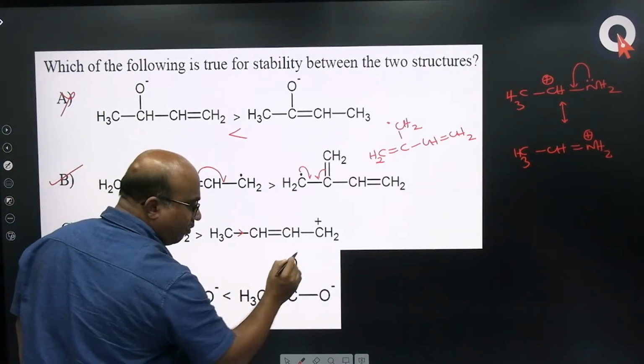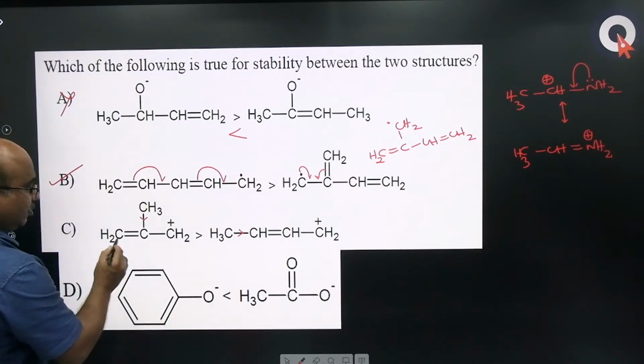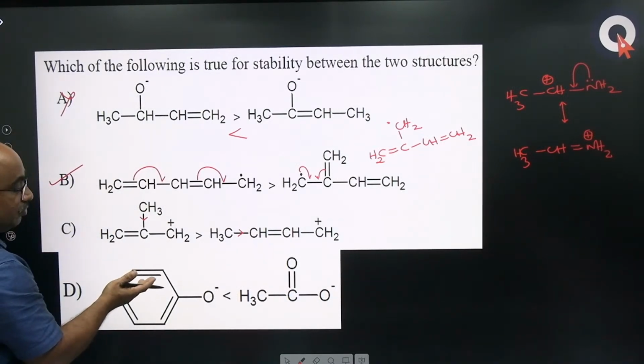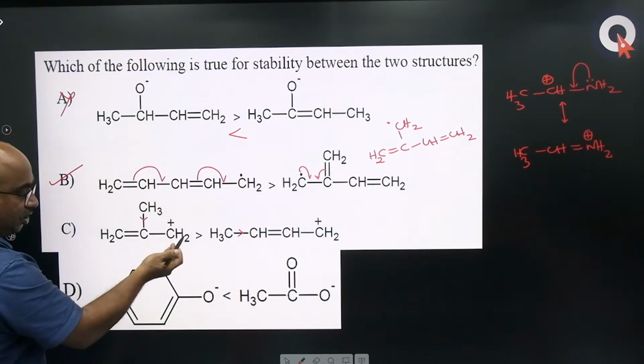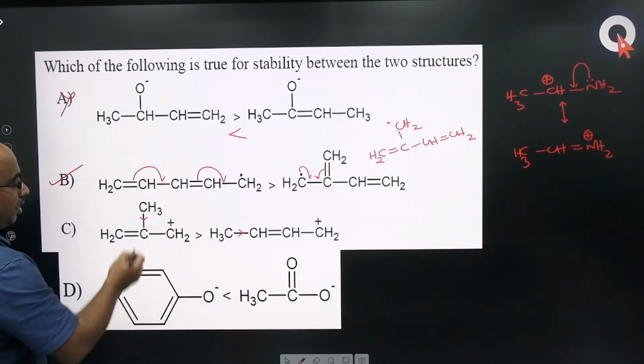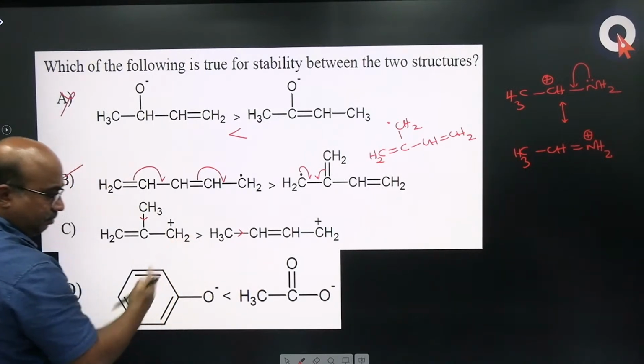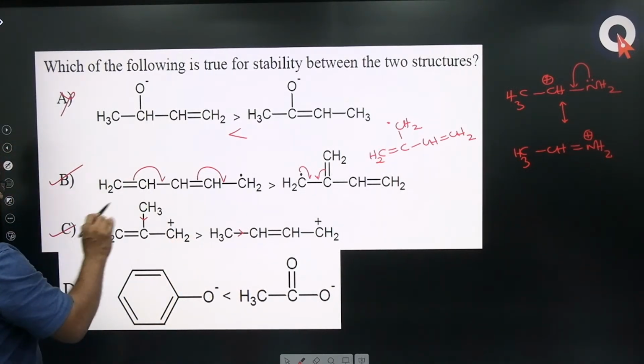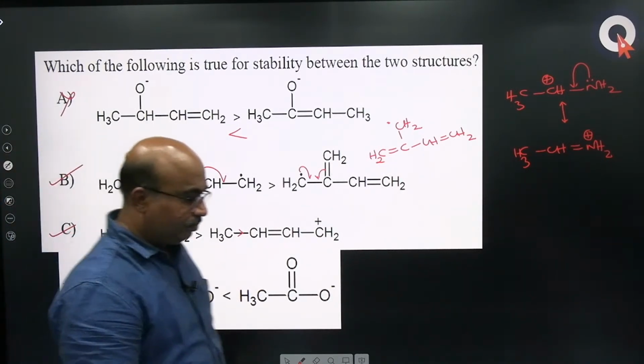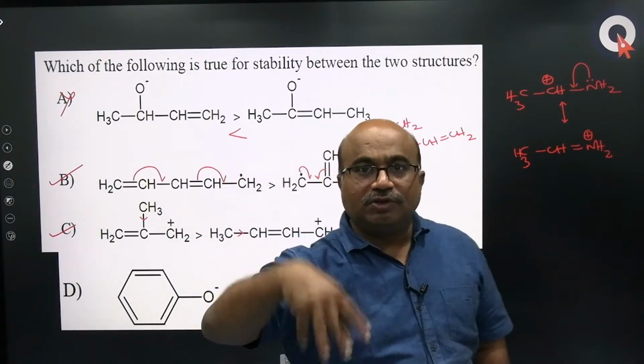So this is what we call allylic, CH2 double bond CH2 plus. But here the plus I affecting group is closer. So we say this is again correct. If the plus I affecting group is closer, then it gets stabilized.